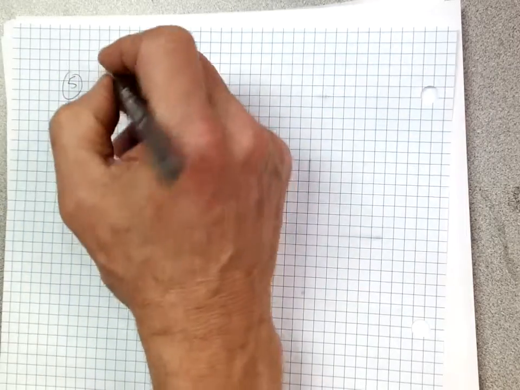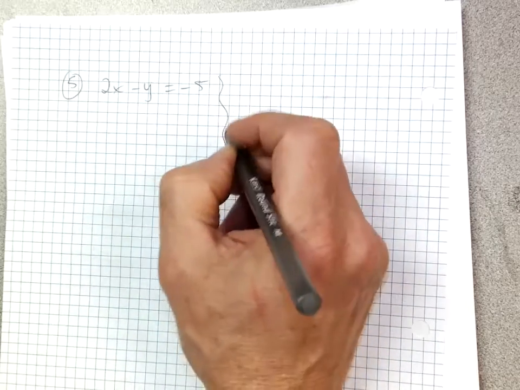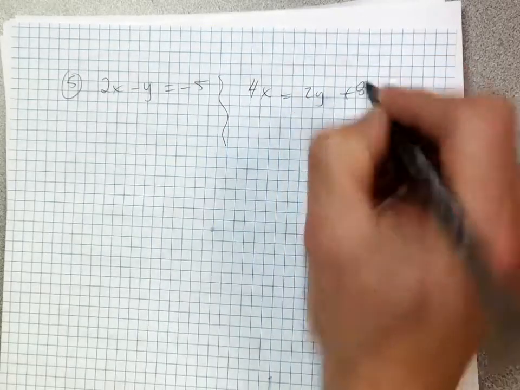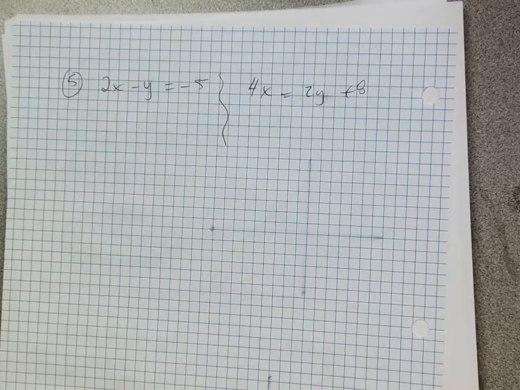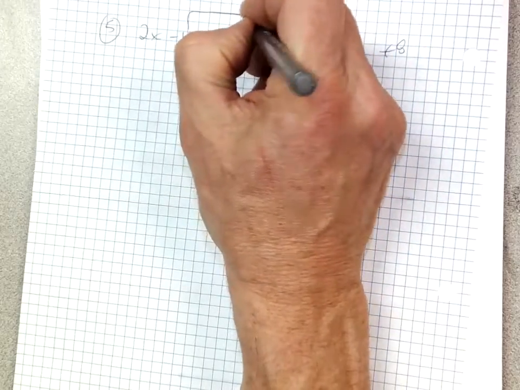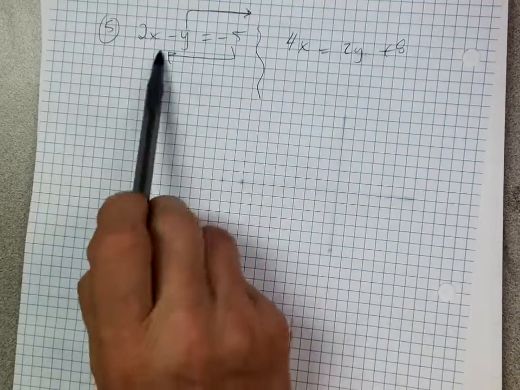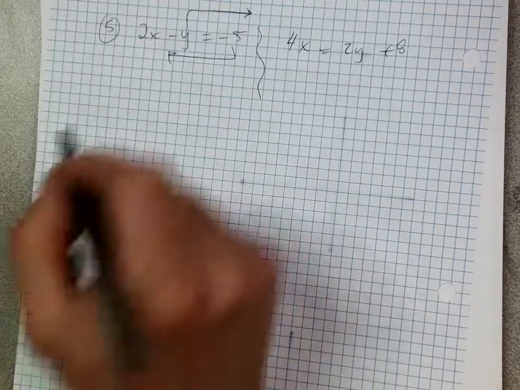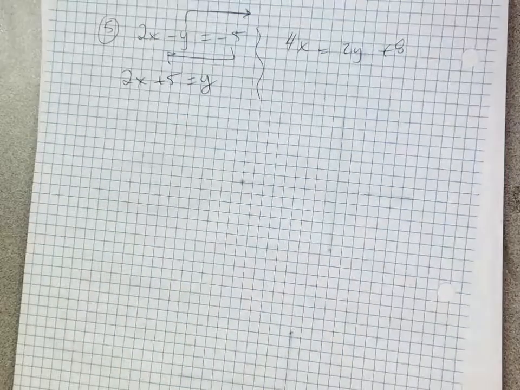Number 5. 2x minus y equals negative 5 and 4x equals 2y plus 8. Okay? Carlos, you watching? Of course you are. So, will this bother you if I bring over the y and bring over the 5? This is the way Jackson likes to do it. Bring over the y and then bring over the 5. It's actually going to make it easier. I'd have 2x plus 5 equals y. Wouldn't that be easier?